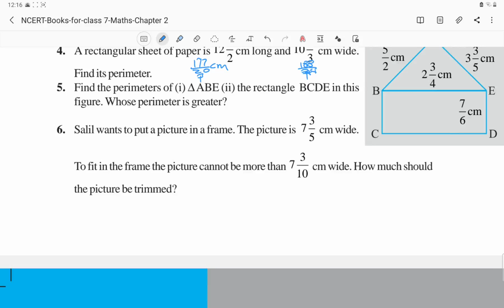Okay. So the width of the picture is 7 by 5, which can be converted straight away to 38 by 5. Okay, 7 by 5 is... Sorry. 7 by 5 is 35, plus 3 is 38.